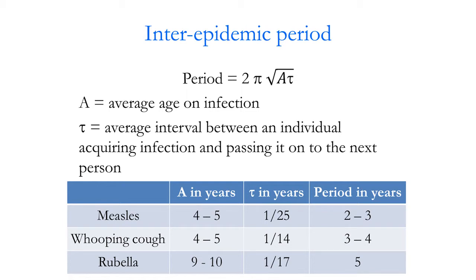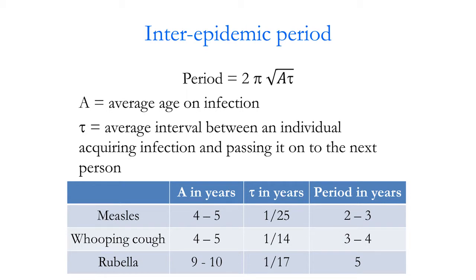This period between getting it and passing it on lasts about 2 weeks. When you do the calculation, 1 over 25 is about 2 weeks, giving a period again of 2 to 3 years. Similarly, whooping cough, 4 to 5. It lasts for a bit longer, 1 over 14.